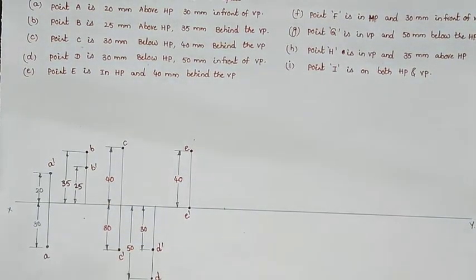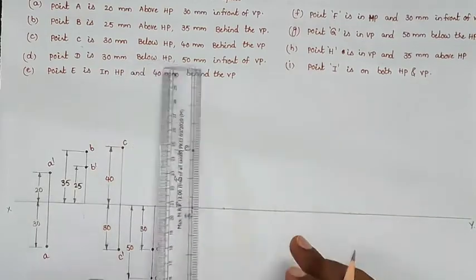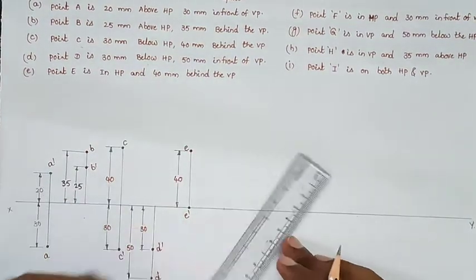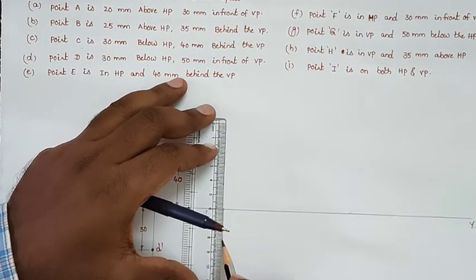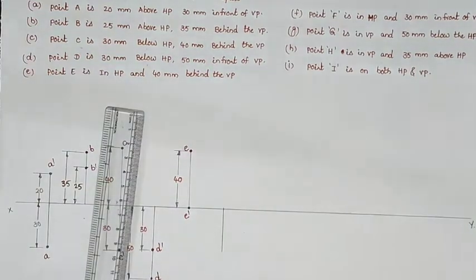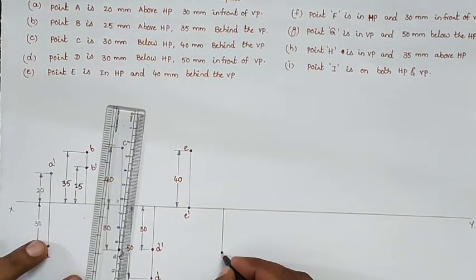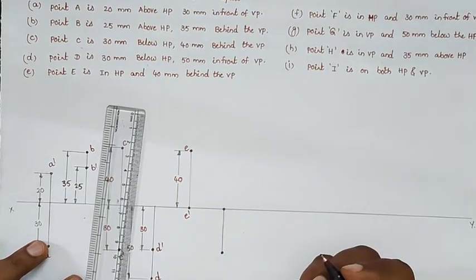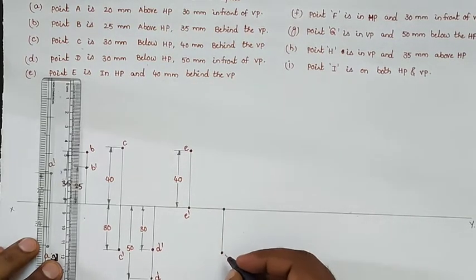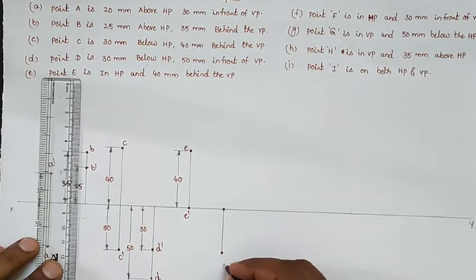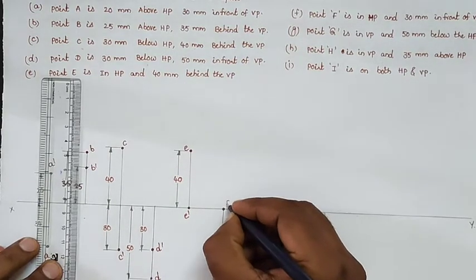So the point F. Point F is in the HP. In the HP means on the reference line. And 30 mm in front of the VP. 30 mm in front of the VP means below the reference line. Take 30 mm and we will draw the projection. So here you will get one point and here you will get one point. In front means we will draw the top view. So here you will get the top view f, and here you will get f dash.